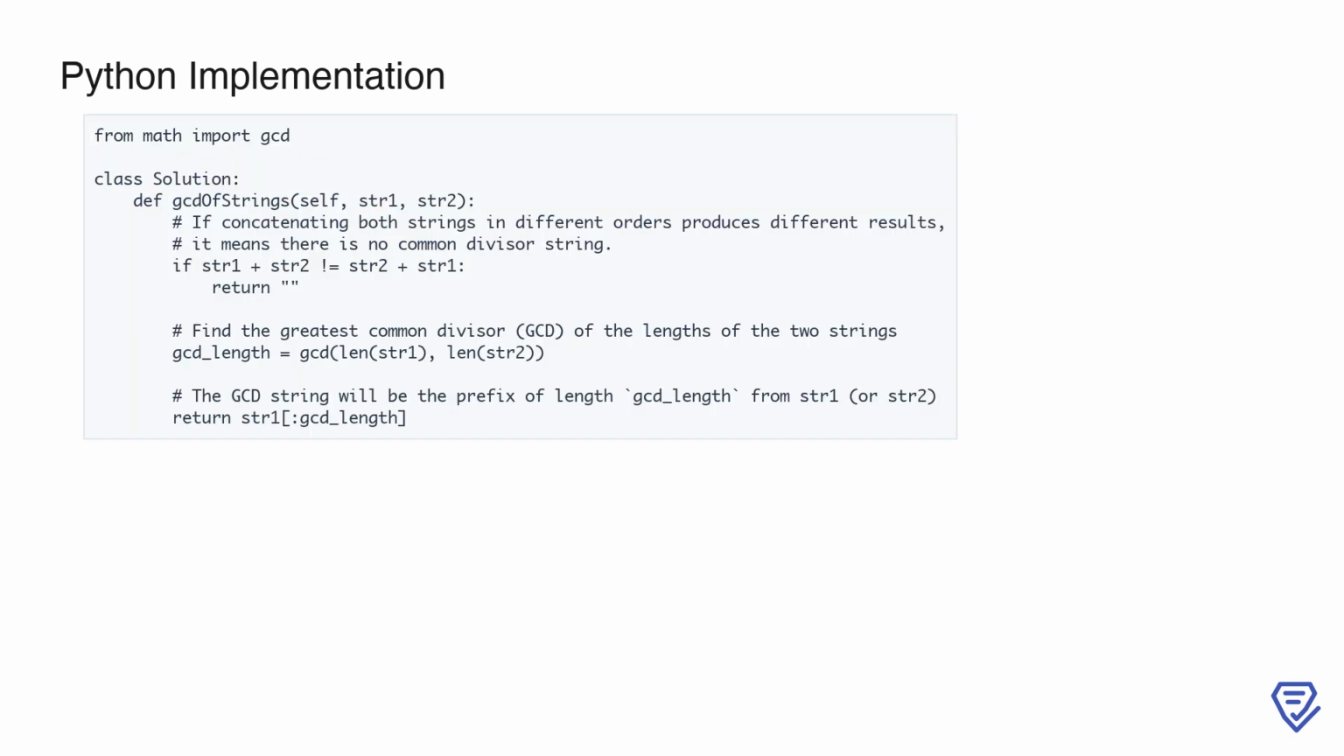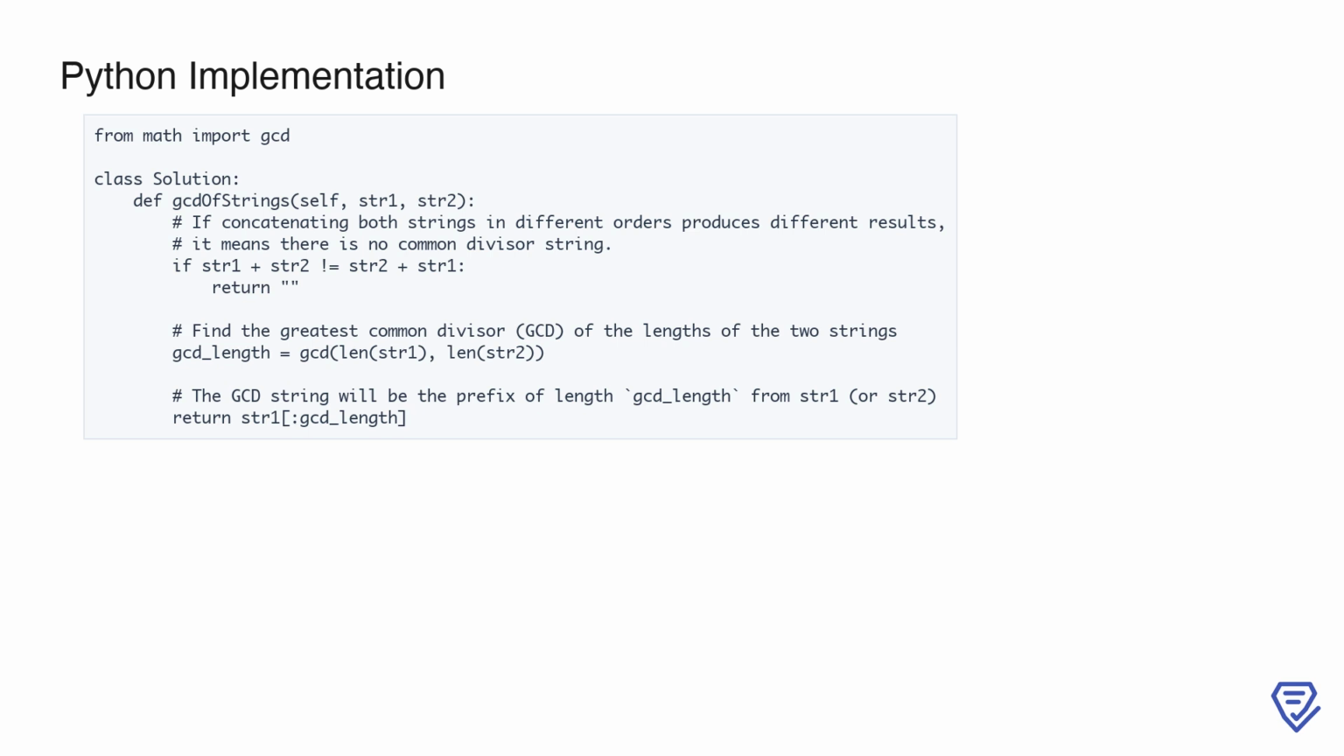This solution tackles the problem of finding the greatest common divisor, GCD, of two strings. The key insight is to consider both the mathematical concept of GCD for the lengths of the strings and the structure of the strings themselves. We start by checking if the concatenation of str1 and str2 in different orders, i.e., str1 plus str2 and str2 plus str1, produces the same result. This ensures that one string can indeed be formed by repeating the other. If the concatenated results are different, it implies no common divisor string exists, so we return an empty string.